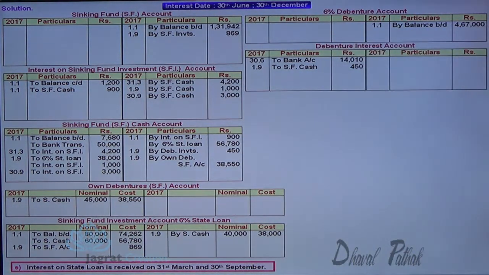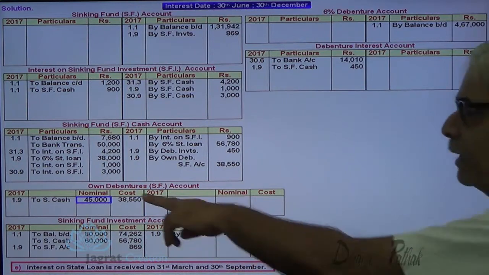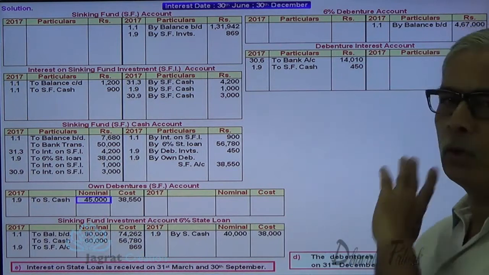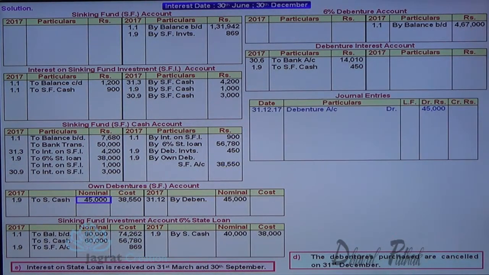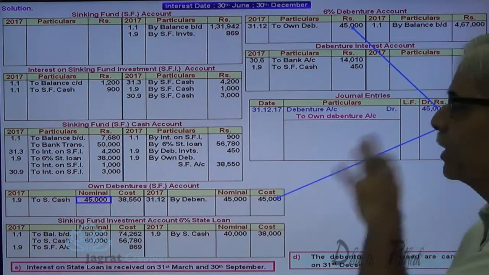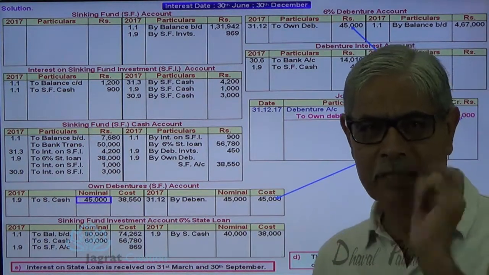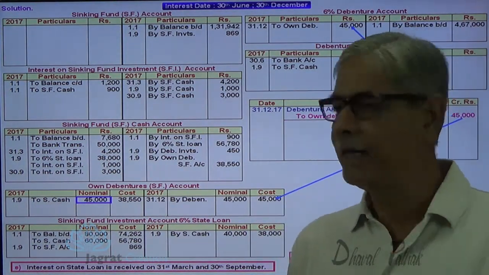So on 31st of December, there is a cancellation. So 45,000 debentures are cancelled. So debenture liability account debit to investment in own debenture account credit. Debenture liability account debit to own debenture account credit. So debenture account is debited for redemption of liability and own debenture account is credited. The difference between these two, 38,550, is the purchase price of own debenture. This is the liability that gets redeemed by this purchase price.